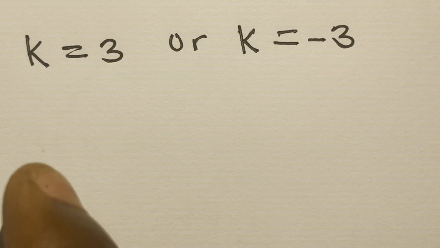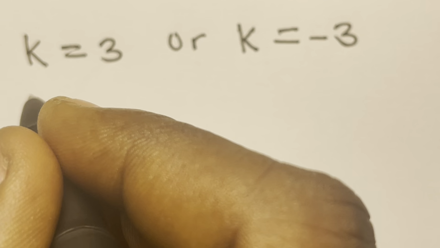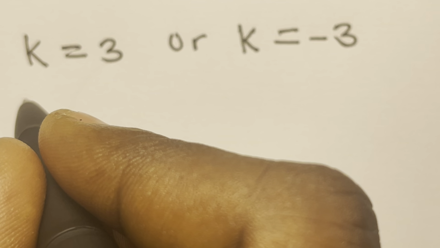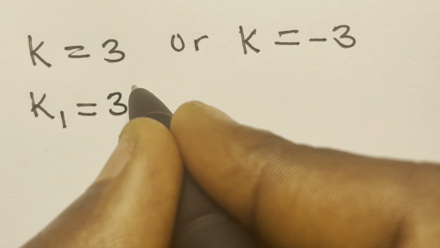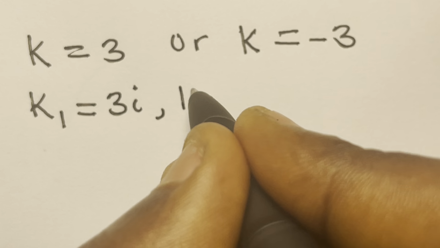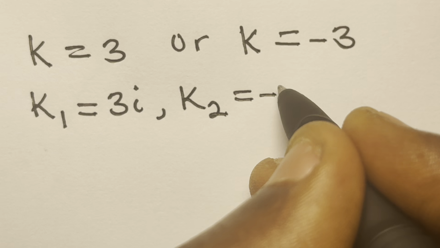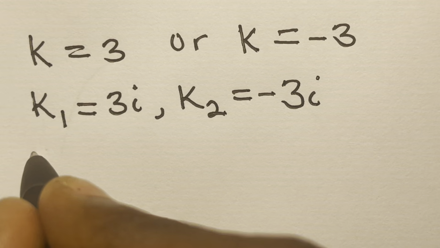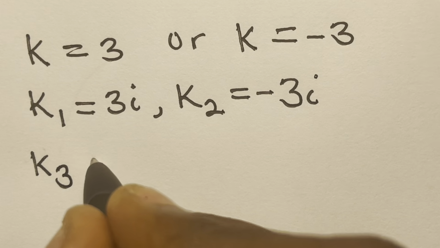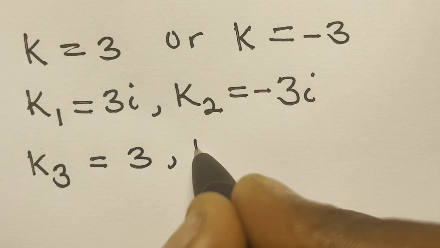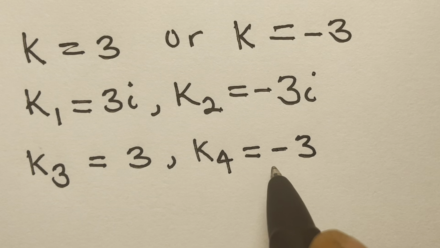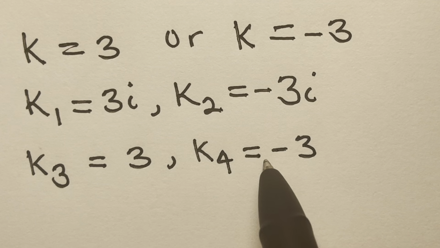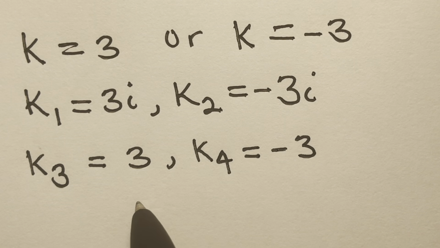So from here now, we can declare that we have our k1 equals 3i, our k2 is equal to minus 3i, our k3 equals 3, and our k4 is equal to minus 3. So we have two real solutions and two complex number solutions. So these are your values of k, but you can actually check this.